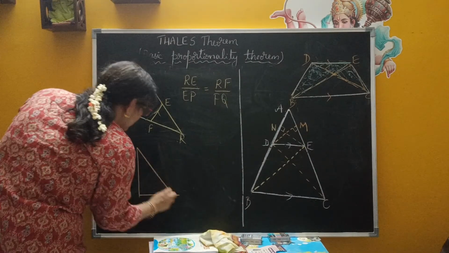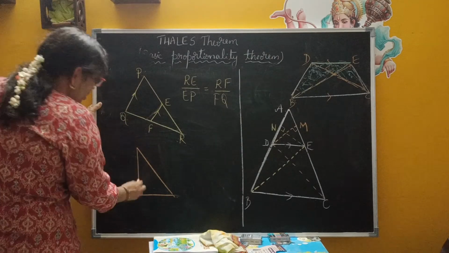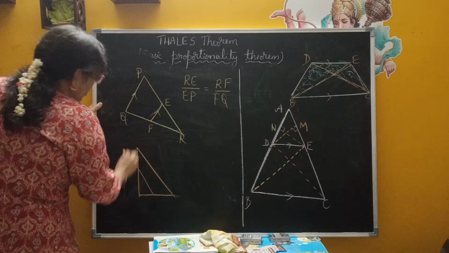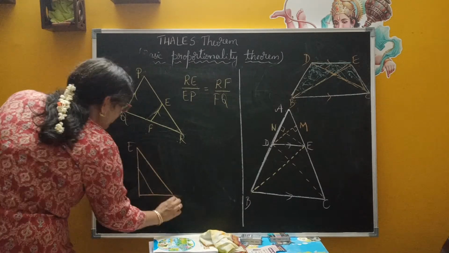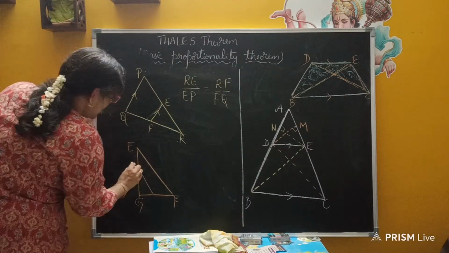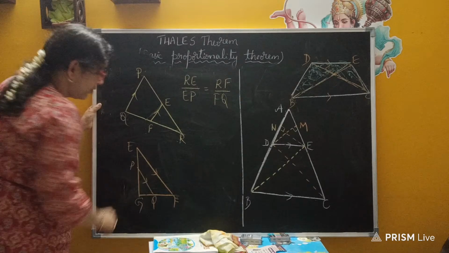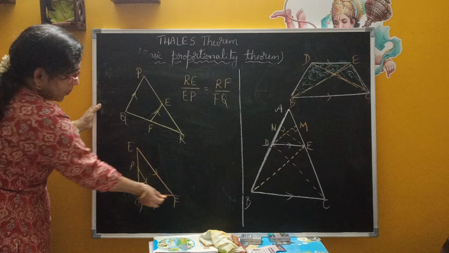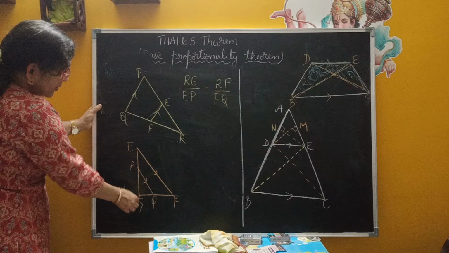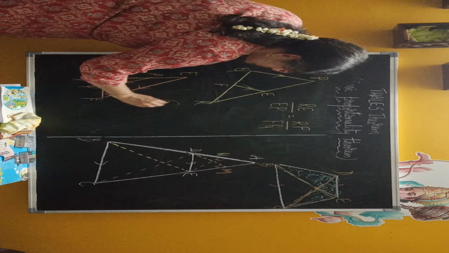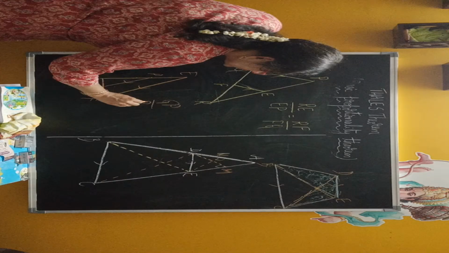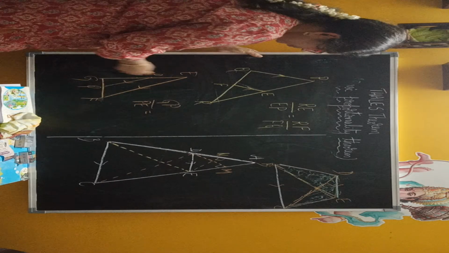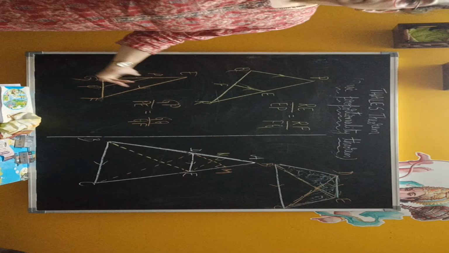Suppose we have a triangle like this, and here this is the parallel line. EFG is the triangle and PQ is parallel. Here PQ and EF are parallel. How can you explain Thales theorem for this? Here PQ is parallel to EF, with side G. So GP by PE is equal to GQ by QF. This is the way you can understand Thales theorem.